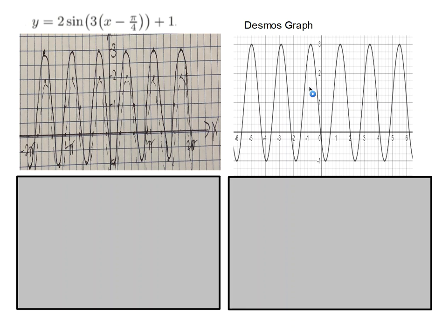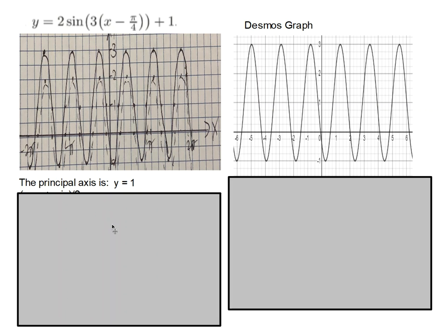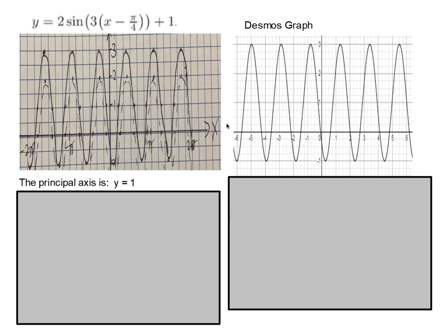So let's focus on this one now and do a bit of a summary. What can we determine from this? Well, we've learnt that there are certain features that we talk about. One is the principal axis. And you can see the principal axis is y equals 1. That is the line which the point, if you like, oscillates about. It's the mean line or the average line.